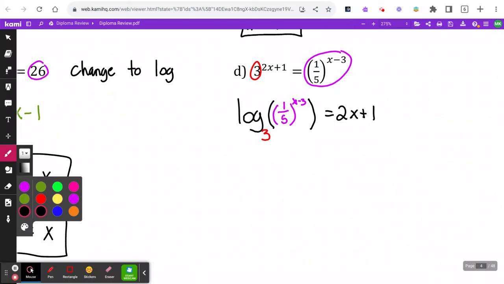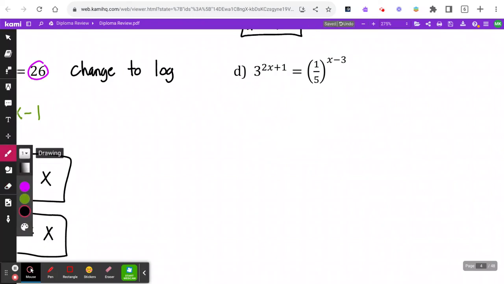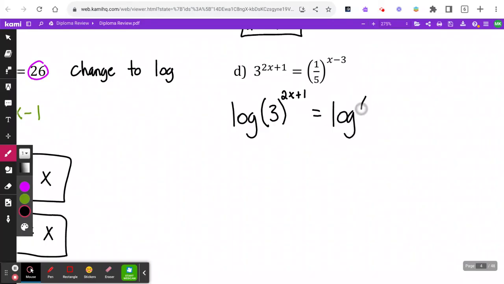So instead, when you have this situation where you have x's in the exponent on both sides, and you can't do same base, you are going to log both sides. It becomes log base 10 of 3 to the power of 2x plus 1 equals log of 1 over 5 to the x minus 3.